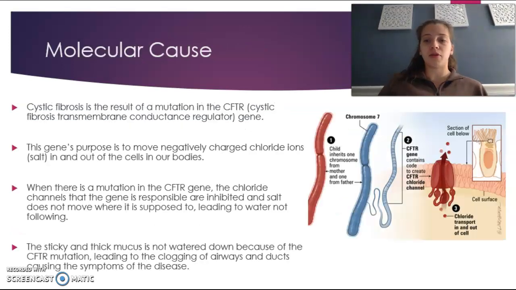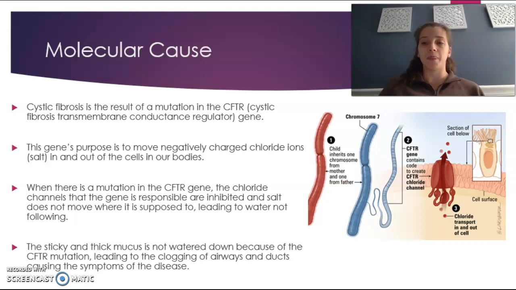Okay, so on a molecular level, now we're going to discuss more about the CFTR gene and what it does. So we know that a mutation of this gene causes the disorder, but why? The gene's main purpose is to move negatively charged chloride ions out of the cell and into our body. It's important to note that chloride makes up sodium chloride, also known as salt, and it is also really important to know that on a cellular level, water always will follow salt to maintain a level of equilibrium in the cells. So in turn, salt is kind of what controls where water goes in the body.